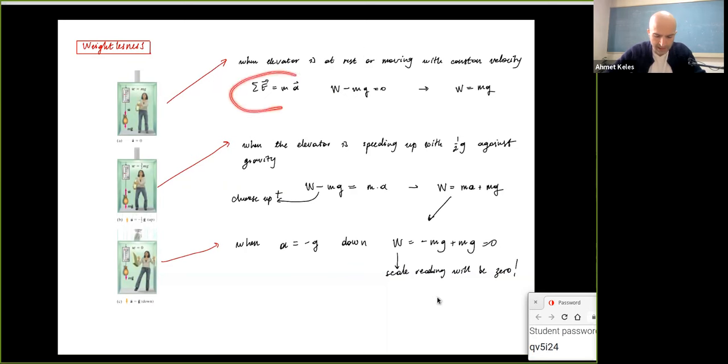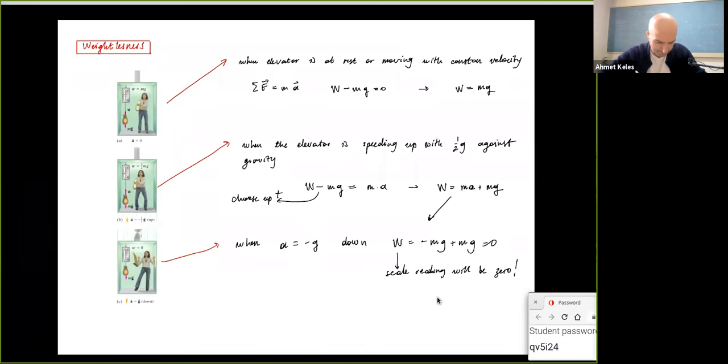If this is the case, by Newton's first law, the net force on the weight should be zero because it is at rest. Then W, the tension on the string, which is the reading on the scale, minus mg should be zero. So W, the reading on the scale, is mg.